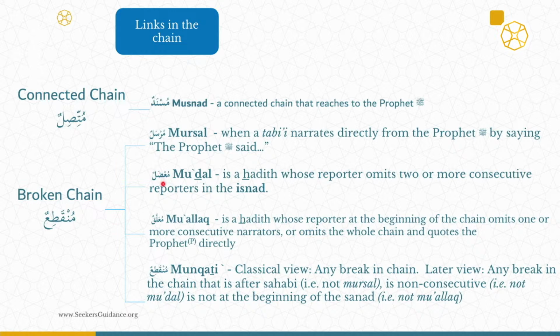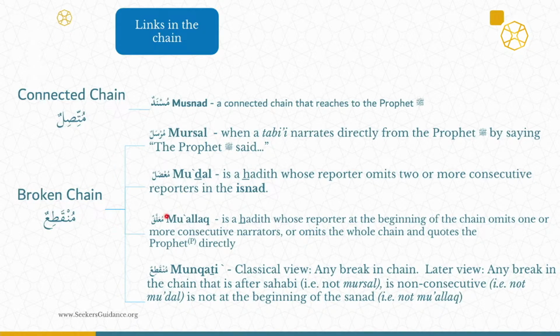Then the next type is mu'dal. A mu'dal hadith is a hadith whose reporter omits two or more consecutive reporters in the isnad. So instead of just having one missing link, we have two or more missing links, and these missing links are consecutive. Now, this obviously means that it can happen anywhere in the chain, but there are specific categories for the beginning of the chain and the end of the chain.